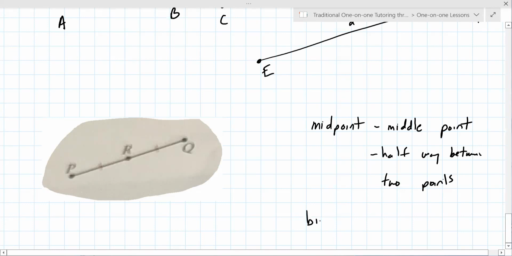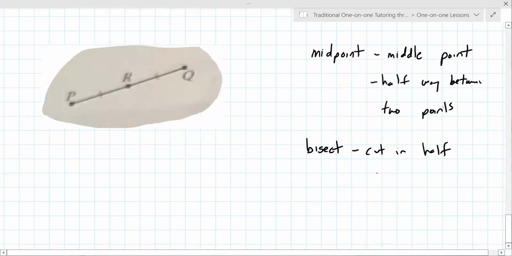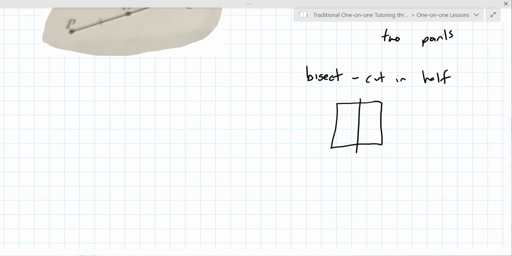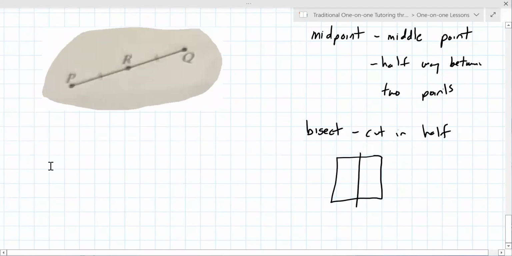Okay. The word bisect means to cut in half. Now, I know you said you don't bring food, but a lot of kids will bring a sandwich to school, and it's usually cut in half. Yeah, I used to bring a sandwich a couple years back. What are some other things that you might cut in half? Maybe a block of cheese. So the word bisect means to cut in half.